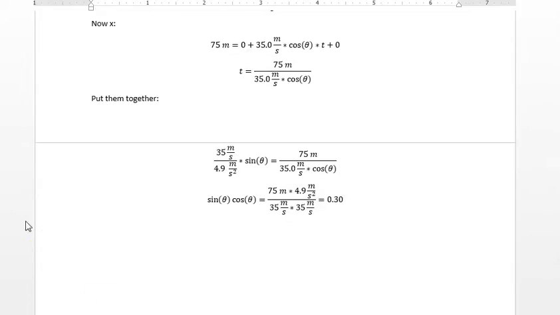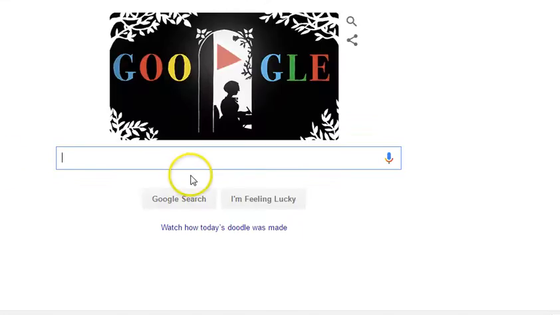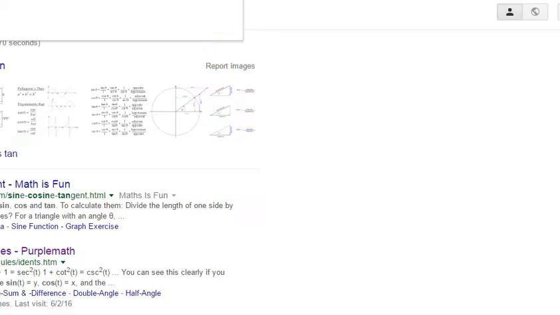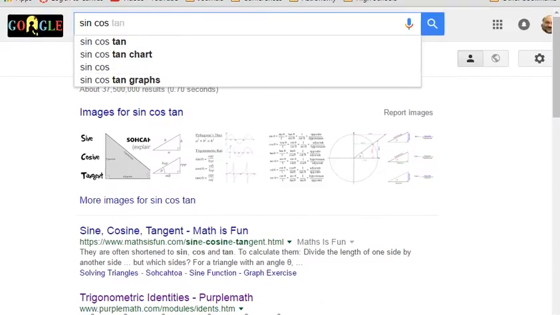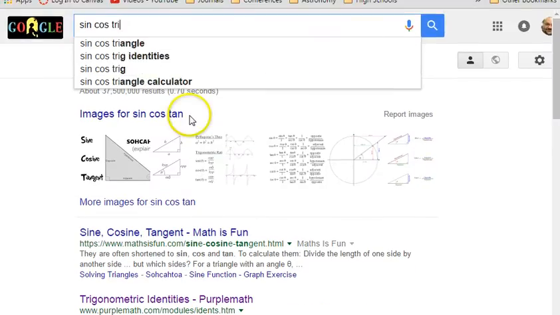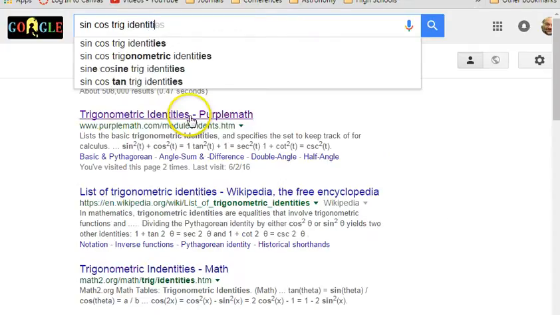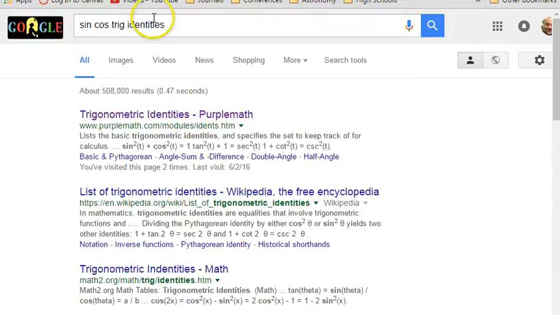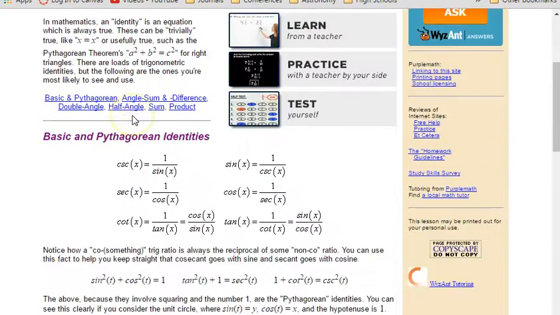Okay, so now we're going to go at getting an answer to this in two different ways. First, we're going to use the trig identity. Now, do I remember the trig identity for sine times cosine off the top of my head? No, I don't. So often when I need a trig identity, I just go to Google. Sine, cosine, trig identities. Okay, trigonometric identities from Purple Math.